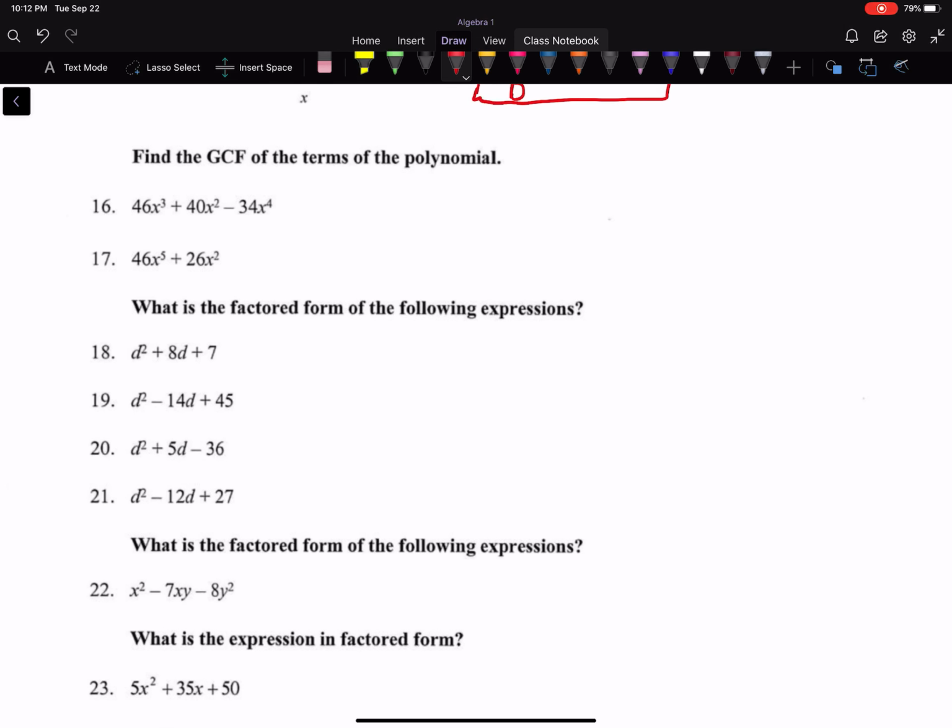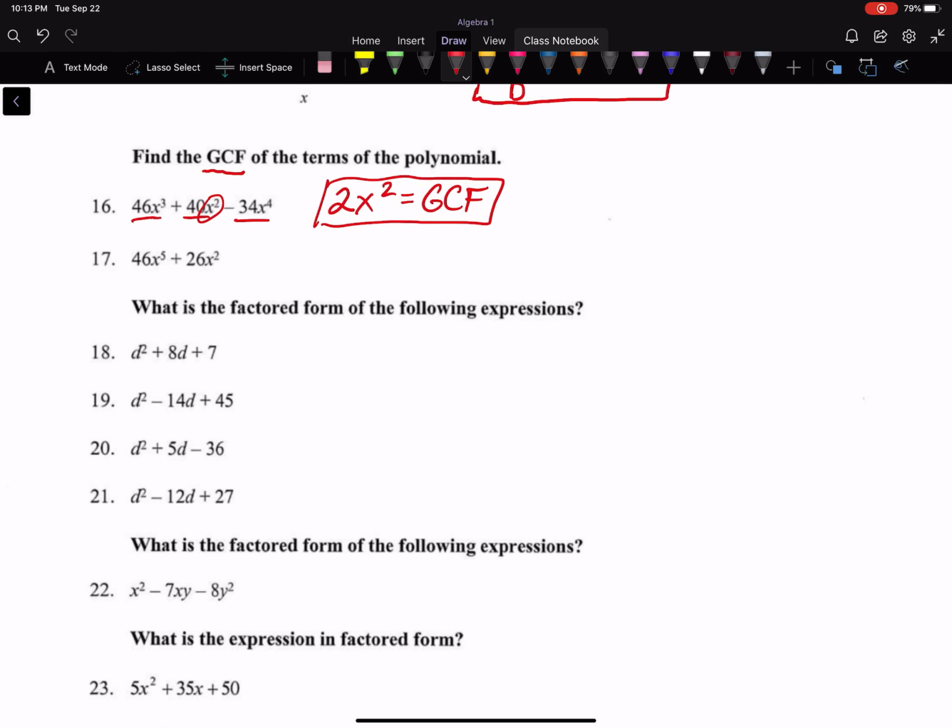16 and 17, they say find the GCF. That stands for greatest common factor. And so all you're doing is figuring out what's the biggest number that will go into all three terms. So this term, and this term. And also what's the largest variable that will go into all three. So 46, 40, and 34. The biggest number that will go into all three of those evenly is 2. And x to the third, x squared, and x to the fourth. As long as they all have the variable, you just pick the one that's the smallest. So it's 2x squared would be your greatest common factor. Okay? So I'll just put equals greatest common factor.